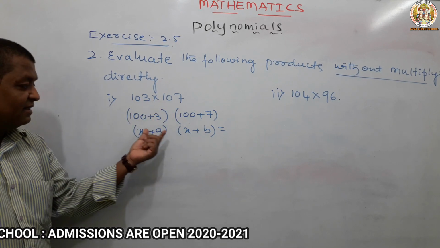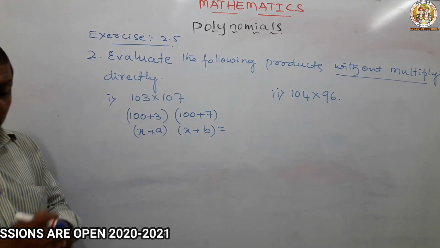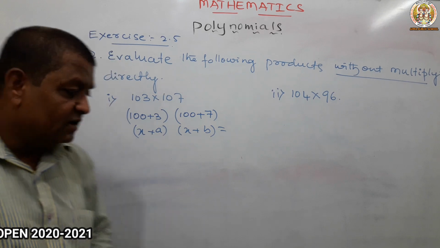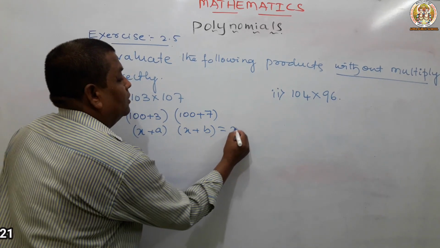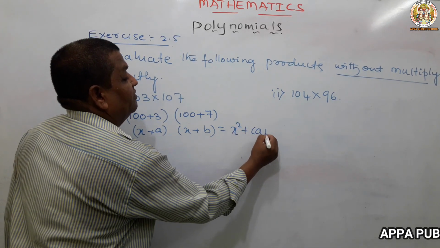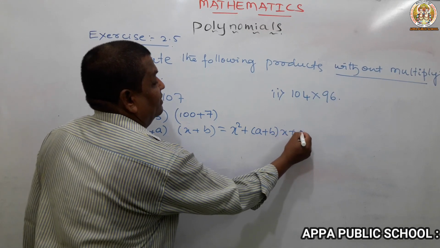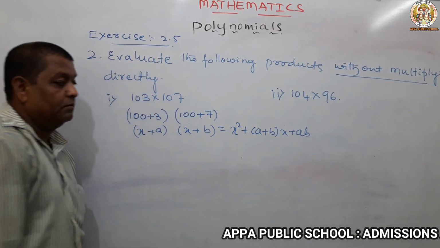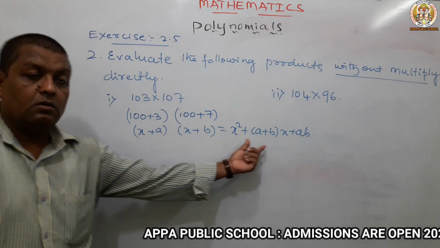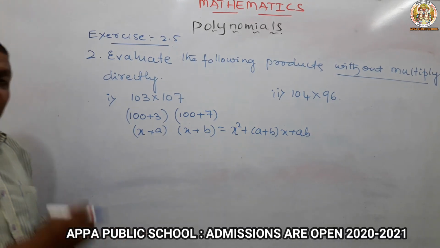So we split this in the form of an identity. Definitely we know the identity. What is that identity? (x + a)(x + b) = x² + (a + b)x + ab. We wrote the identity. What is next?